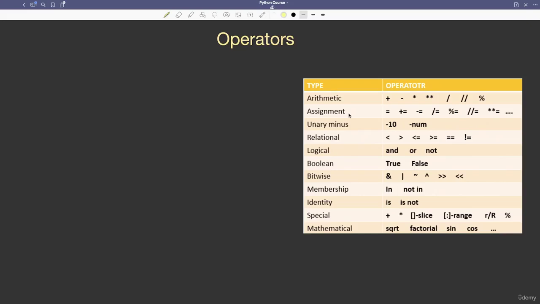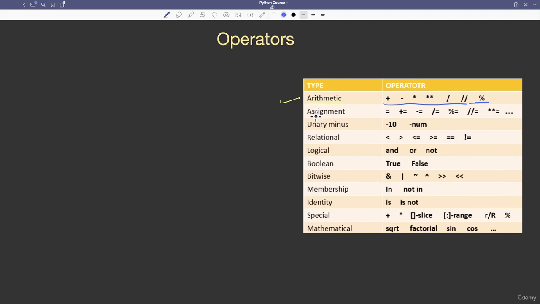Now our major topic is operators. Python is having a lot of operators and it is very rich in operators. The operators in Python are more powerful than compared to other languages, like previous languages like C, C++, and Java. These are arithmetic operators: addition, subtraction, multiplication, exponent, then division and floor division and modulus.